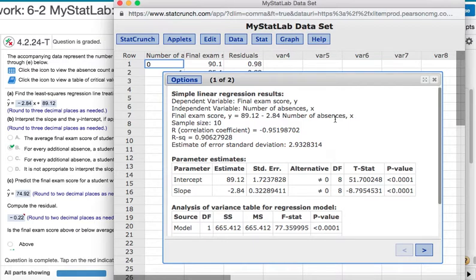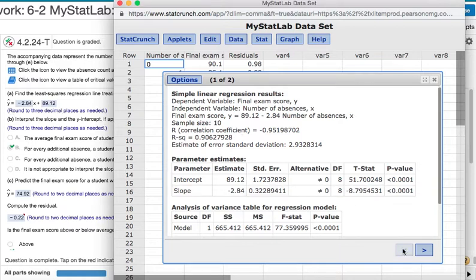And then I'm going to compute, and we can take a look here, and we see that our equation is right up here for us very nicely, and this negative 2.84, instead of writing number of absences, we'd just write X, because it'd be negative 2.84 times X. So we'd substitute that into this equation, and then the 89.12 we'd put right here. And instead of writing final exam score, we'd write Y or Y hat for the regression.